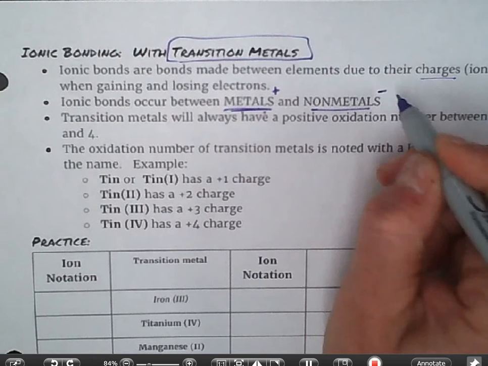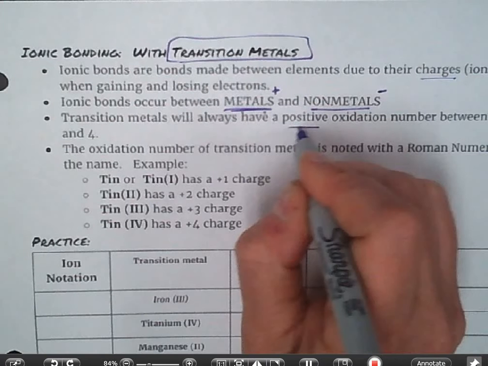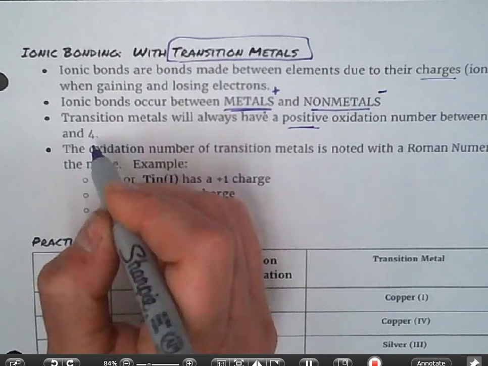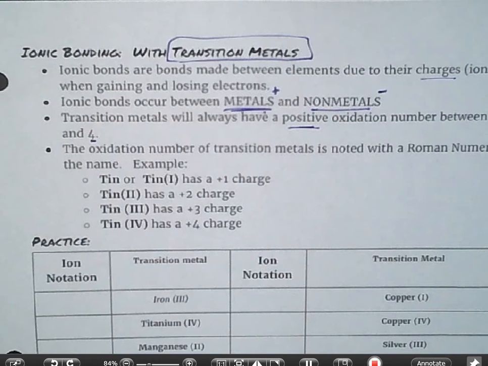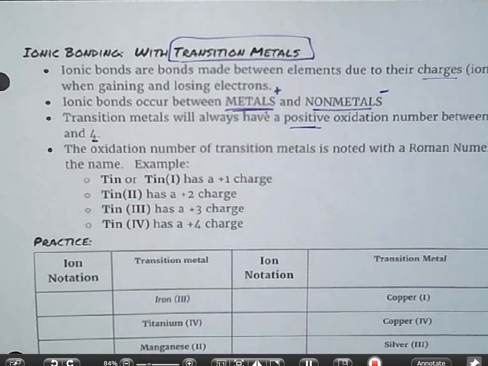So transition metals will always have a positive oxidation number, because all metals are always positive, but usually between the numbers 1 and 4. There are times when you can see that they have a 5, or sometimes even possibly 6. Not usually. So most of the time they're between 1 and 4.